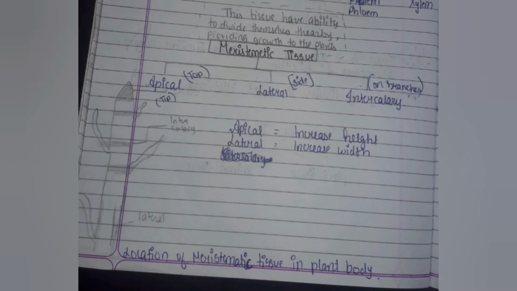Now apical is used for increasing height. Remember, apical means top, so it will increase the height of the plant. Lateral means increasing width, so this will increase the width of the plant. Apical means increasing height, lateral means increasing width, and width means breadth. This diagram shows the location of meristematic tissue in the plant body.